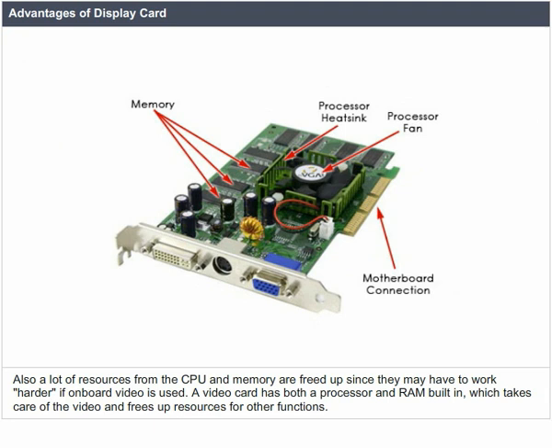Also, a lot of resources from the CPU and memory are freed up since they may have to work harder if onboard video is used. A video card has both a processor and RAM built in, which takes care of the video and frees up resources for other functions.